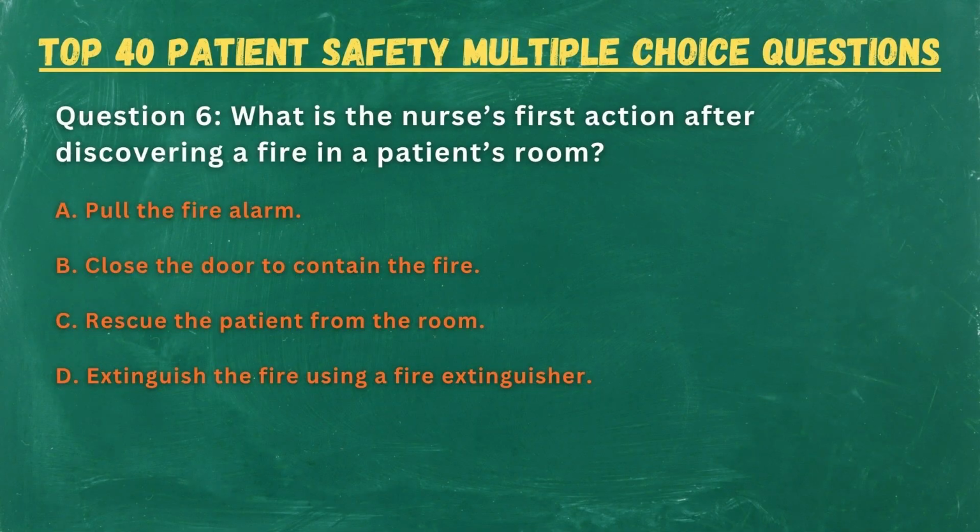Question 6. What is the nurse's first action after discovering a fire in a patient's room? A. Pull the fire alarm. B. Close the door to contain the fire. C. Rescue the patient from the room. D. Extinguish the fire using a fire extinguisher.